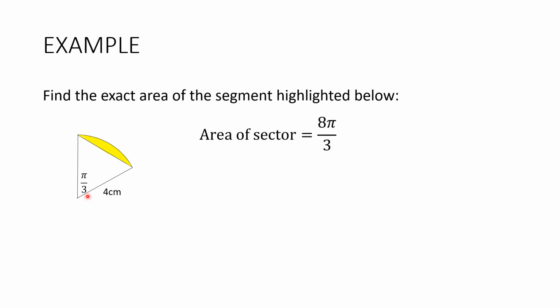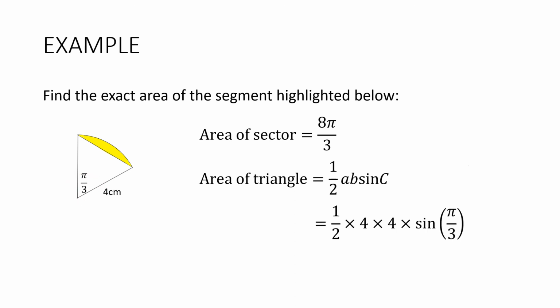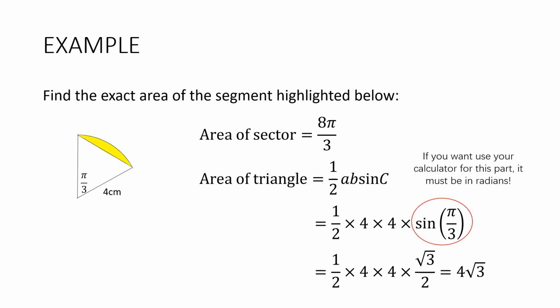Now let's find the area of this triangle. And we're going to use 1/2 ab sin C. Now in this case, a and b are both 4 centimeters and C is pi on 3. So substitute in. Because we want an exact area, we're going to use exact values. This is 180 over 3, which is 60. It's sine 60. And sine 60 is root 3 on 2. And tidying that up, we end up with 4 root 3. Now, if you wanted to get an approximate area for this, you would have to put your calculator in radians for this part because we are looking up our trig tables.